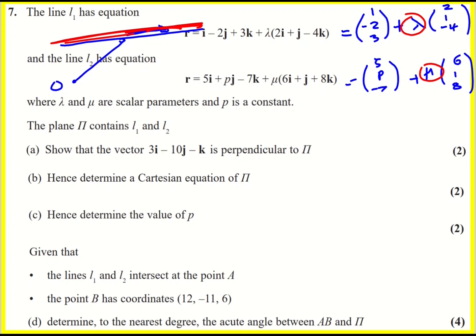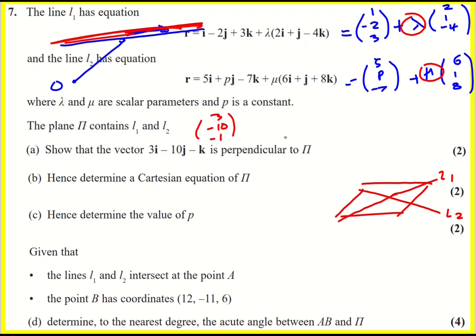Now we're told that the plane pi contains L1 and L2. Here's my plane. We got L1 here, for example, L2 here. Not sure exactly what it's going to look like. That's a little sketch. And we're asked to show that 3i minus 10j minus k is perpendicular to the plane. So what we can do is find the dot product with each of the direction vectors. The direction vector will be in the plane, this one here, and so will this one.